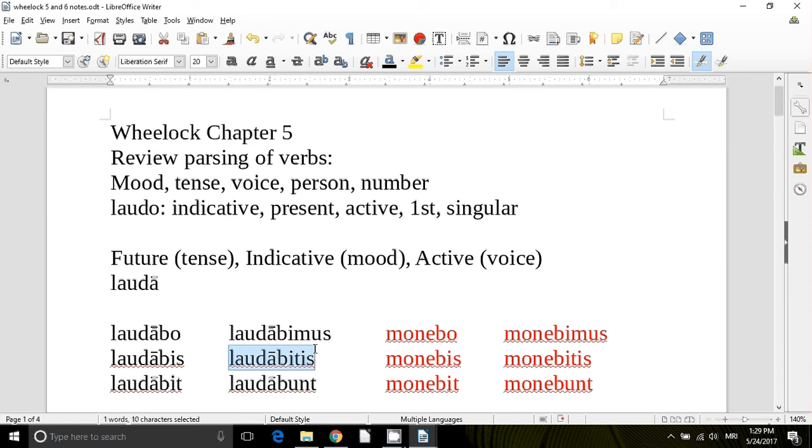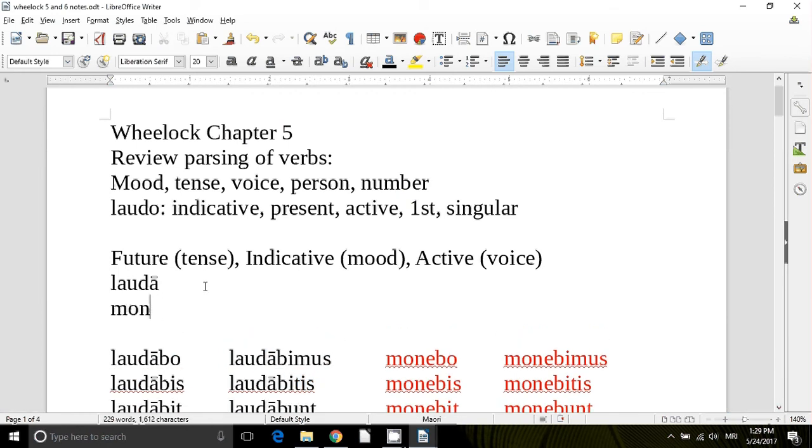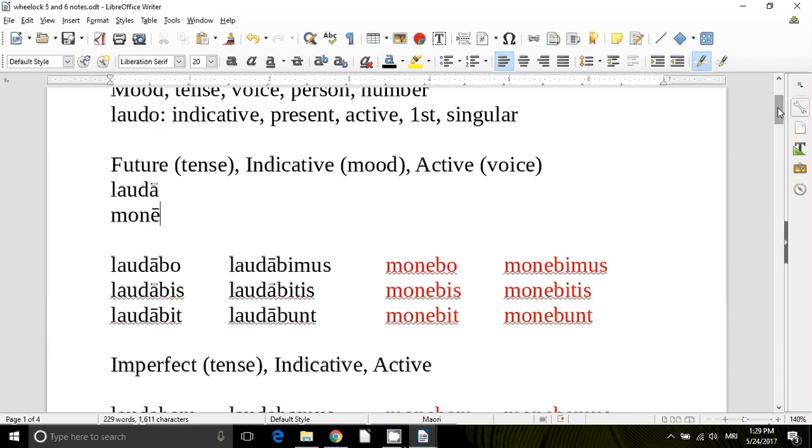The second conjugation for moneo is formed just the same way. Drop the re off the infinitive and then add the same endings. Monebo, monebis, monebit, monebimus, monebitis, monebunt. So third person singular, future indicative active, he, she, or it shall warn. He will advise.